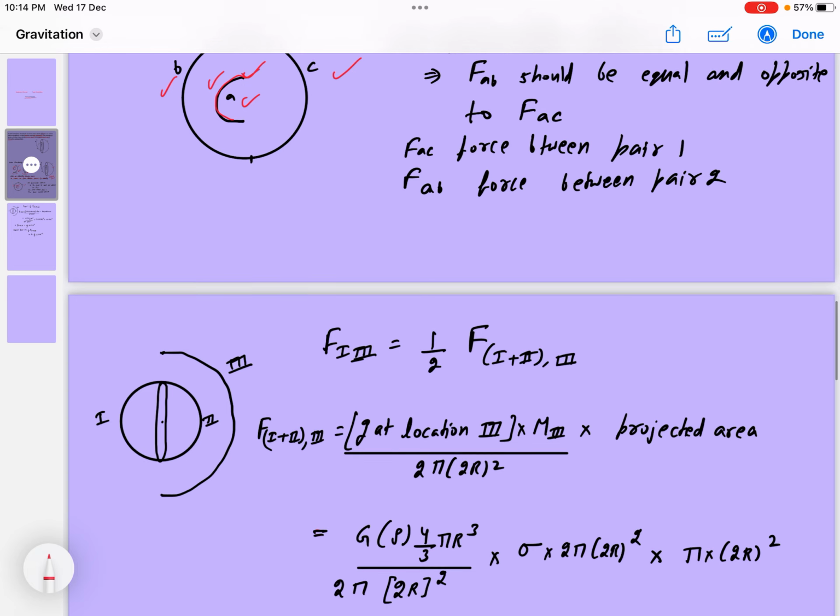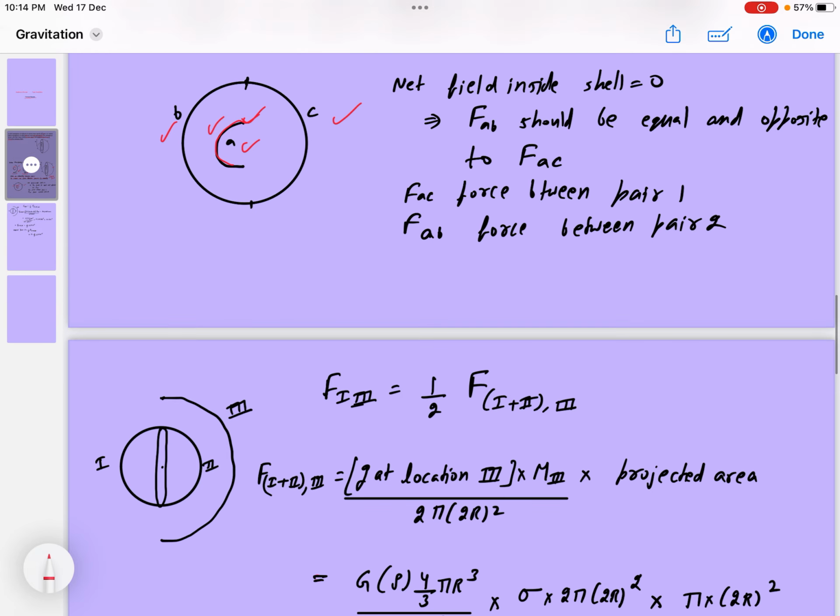Now point number 2 beta. What I can do, if I bring another solid hemisphere like this, as is present in the question, then what we obtain is a complete solid sphere. For a complete solid sphere, it is very easy to obtain the force acting on the shell. So already we have obtained that the force between 1 and 3 is the same as the force between 2 and 3. So I will find the total force on 1 plus 2 acting on 3, and I will divide it by 2. So that is the basic concept behind this question, which is a very important point.